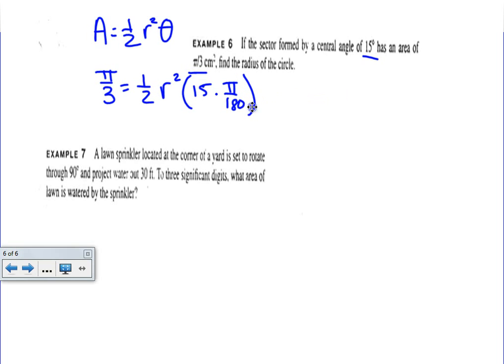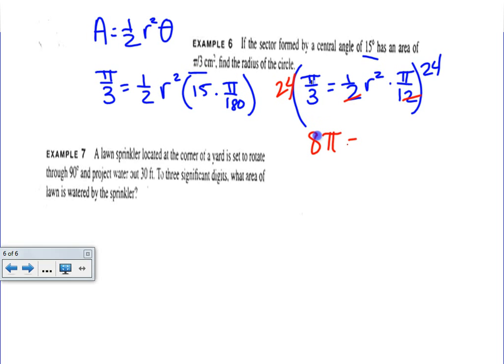I think I end up with, well, that's pi over 12. So I got pi over 3 equals 1/2 r squared times pi over 12. To get rid of the 2 and the 12, I'm just going to multiply both sides by 24. So that'll cancel out with those, but then I have to do it over here as well. So 24 over pi over 3, let's see, that's 8 pi. Oh, no it's not, because this pi is going to cancel as well.